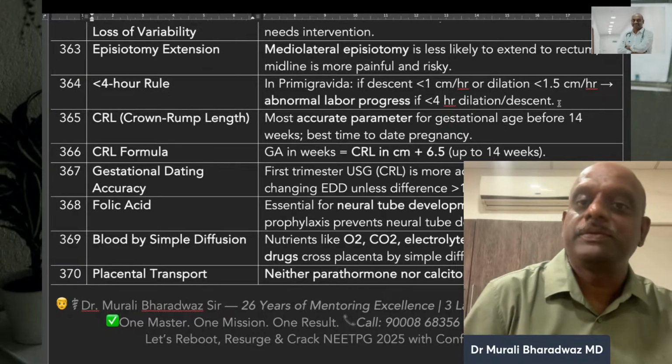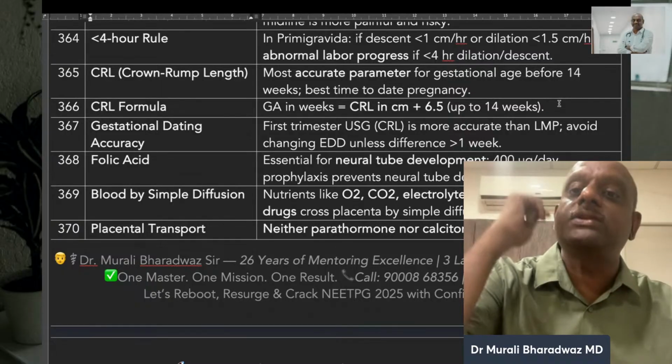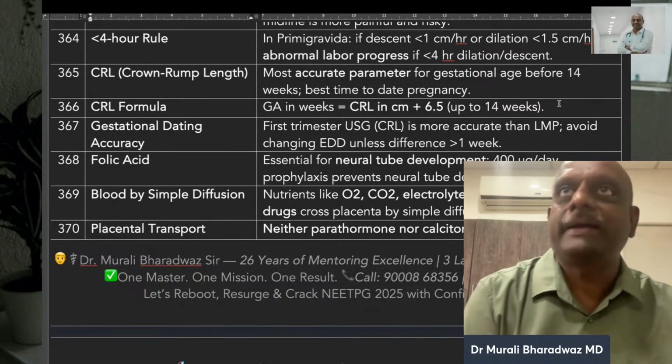Please don't forget. So what is the most accurate parameter to calculate the gestational age before 14 weeks? Crown rump length.